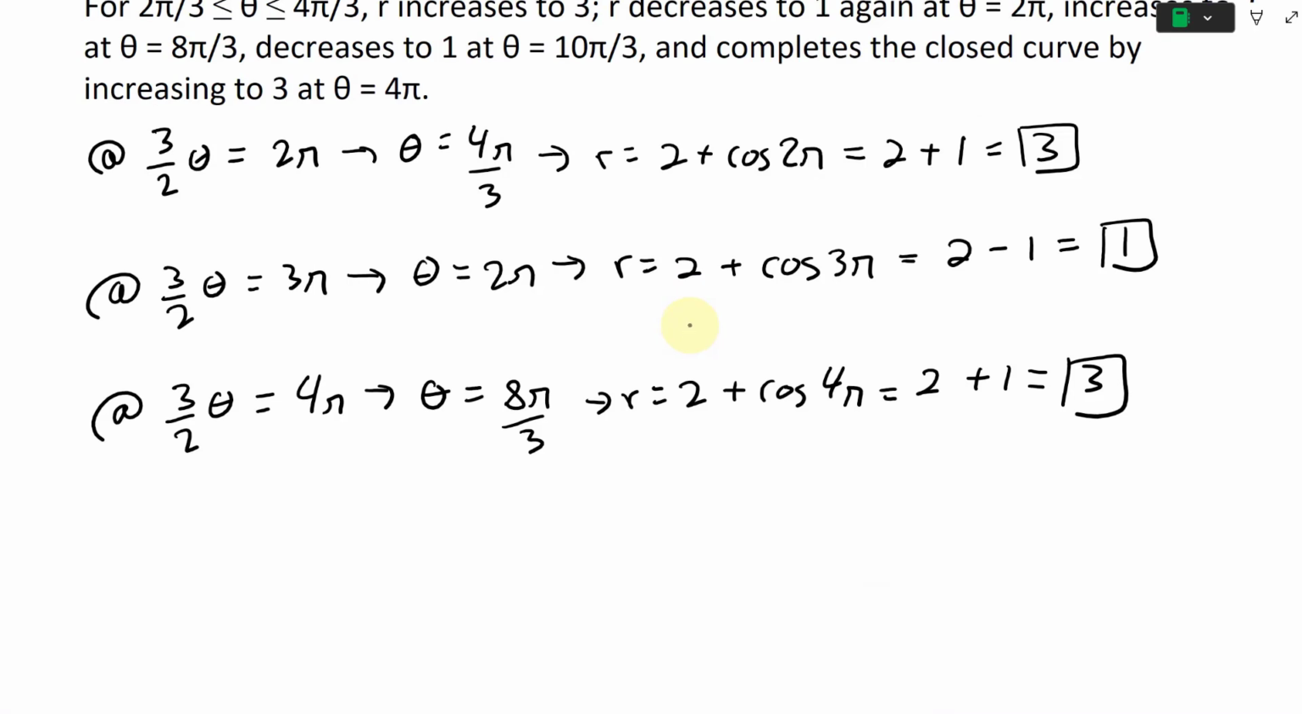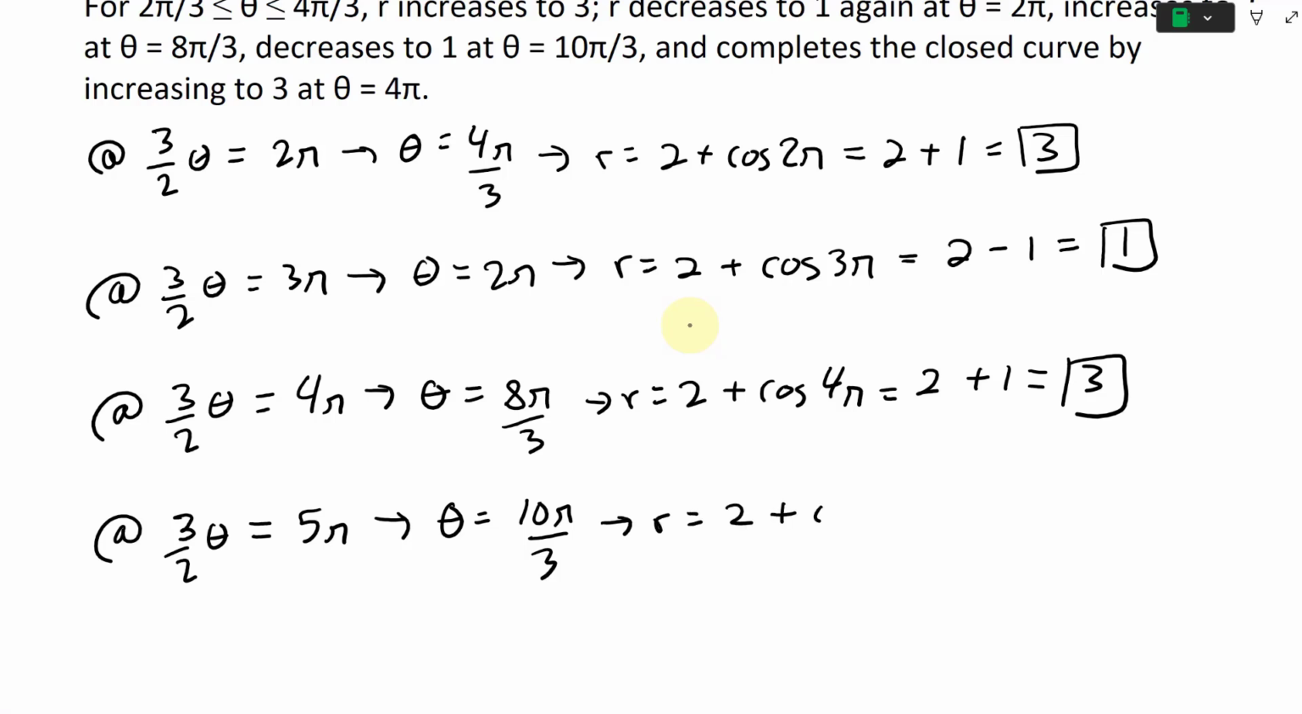So the next one is 3/2 theta is equal to 5 pi. So this would be a minimum. All the odds are minimum. This goes to theta equal to, I move the 2 over, 10 pi over 3. And we get r is equal to 2 plus cosine 5 pi. This equals 2 minus 1 equals 1. So it goes 3, 1, and so on.